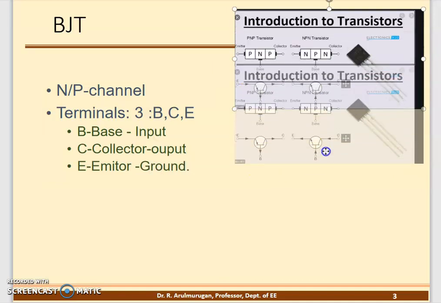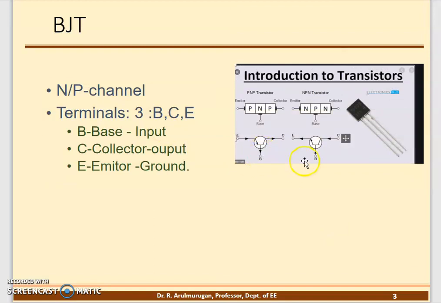You can see the symbols here: base, collector, and emitter. On the emitter side, there is an arrow mark. One is an inward direction and another is an outward direction. When the arrow is outward, the center is P. The center is denoted as P for the outward direction. Inward means N. So inward means N at this side, and you can call it a PNP transistor. Similarly, the outward direction gives an NPN transistor. This is how the transistor is classified.